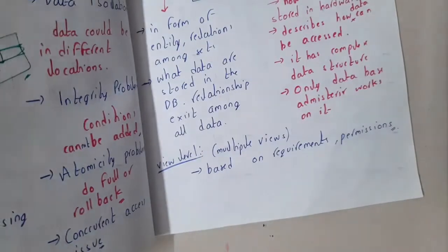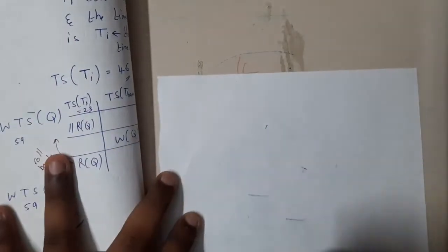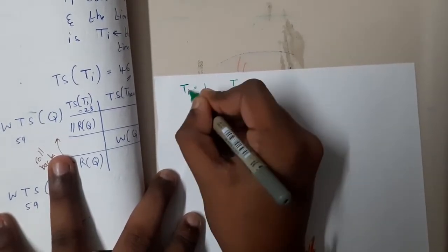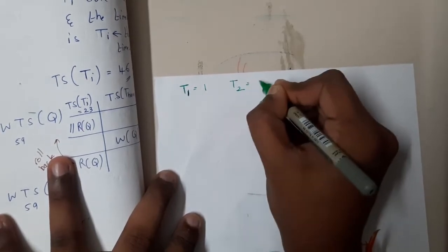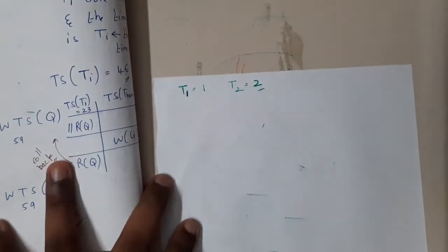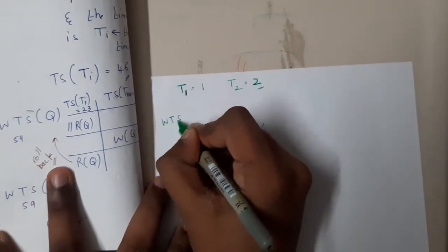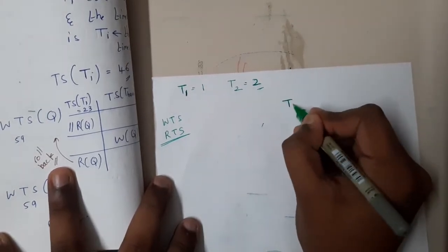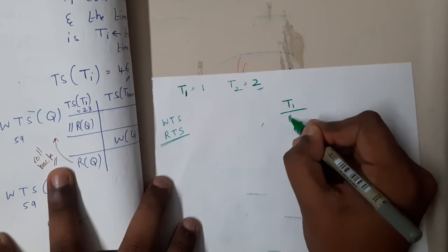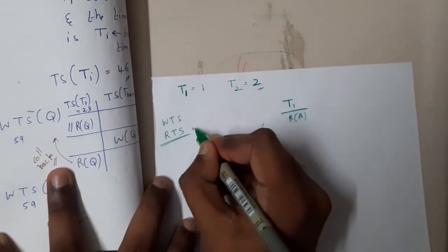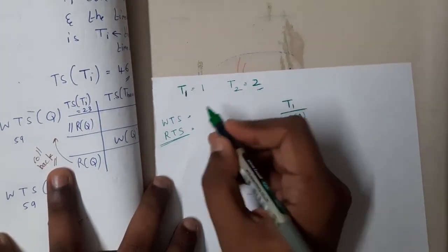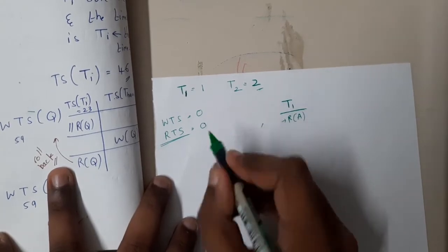Let me take a rough sheet, guys. I think if I explain it on the rough sheet, it will be more clear. So assume that T1's timestamp is 1, T2's timestamp is 2. In this case, we have a write timestamp as well as a read timestamp. Assume that T1 first wants to read something. Before giving permission for it to read, let us assume the initial values for these two are zeros, guys.